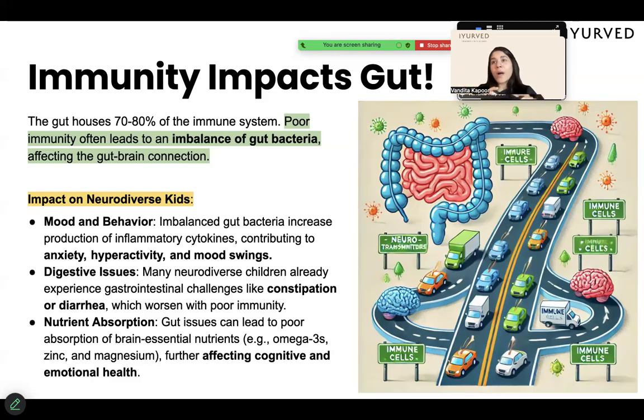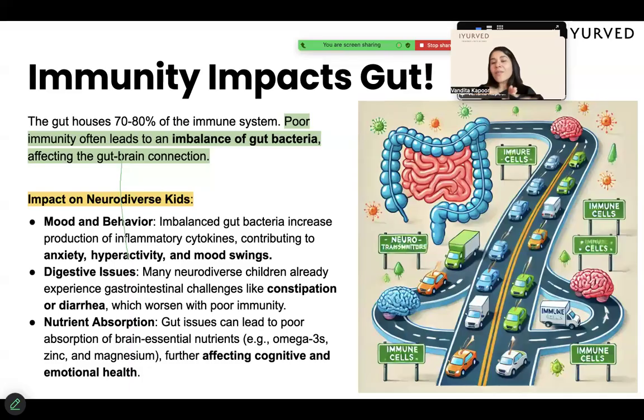Last time we heard about a vagus nerve going between our gut and the brain. It will start affecting that connection between the gut and the brain, that highway, that road. It will start impacting that. So the impact on neurodiverse children are on three things. If your immunity is low, you will directly see the impact on the gut. With the imbalance in the gut, it will increase anxiety, hyperactivity, and mood swings.